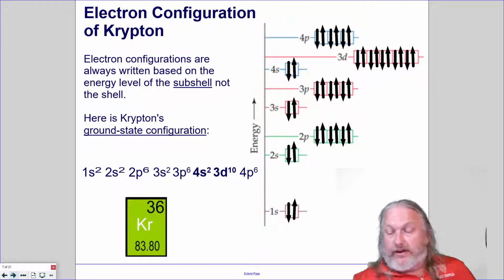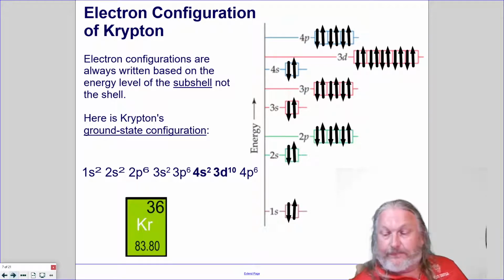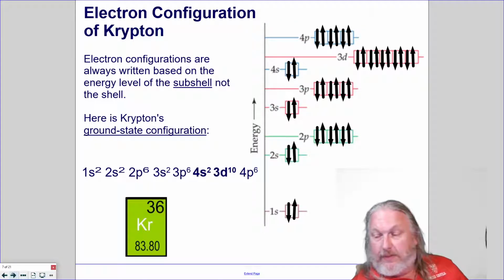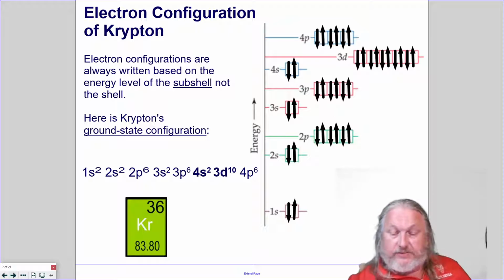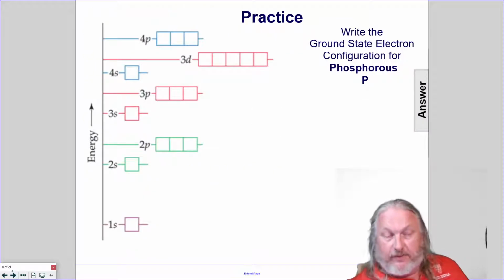Let's look at krypton, element number 36. Now this is sort of cool in that I go from 2p6, 3s2, 3p6, but I don't go to 3d. I've got to go to the next higher energy level, which would be the 4s subshell. So I go 3p6, 4s2, 3d10. So you've got to be careful with that. It is sort of a faux pas if you do it 3s2, 3p6, 3d10.